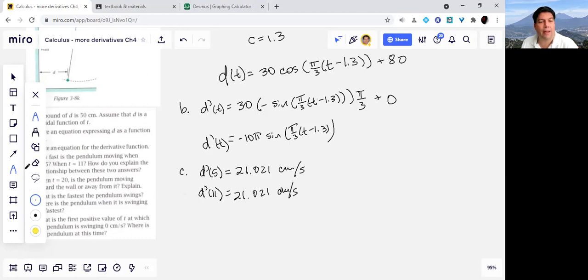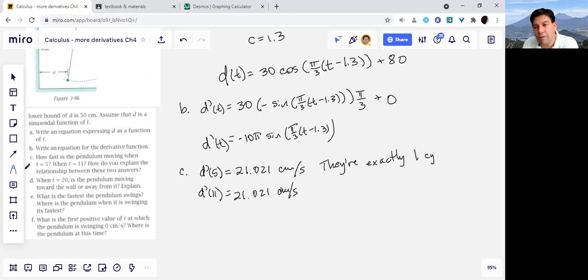Centimeters per second. Now, it says here, how do you explain the relationship between these two answers? The two answers are the same. How is it that they're the same? Well, the difference in the times is 6 seconds, and that's our period. So they are the same because they're exactly one cycle apart, or one period apart.